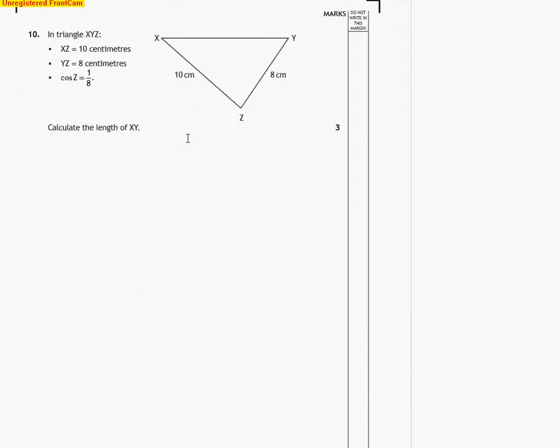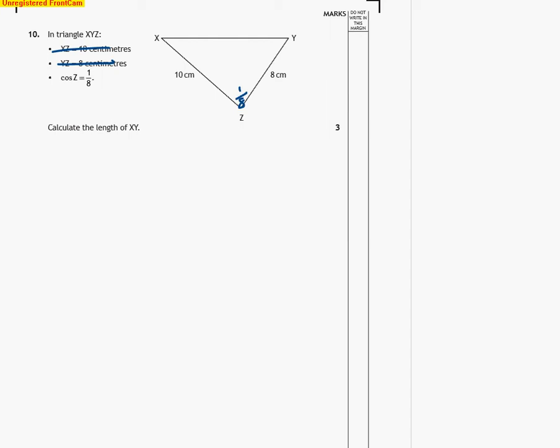Triangle XYZ. So again, like I said at the beginning, think of the equations that you're given on your front sheet. The minute you see lengths and angles, you should be thinking, do I have to use the sine rule or the cos rule or anything like that? And there's a little clue in here. They tell us XZ is 10 and YZ is 8. So again, don't need that. Cos Z is an eighth. So they've actually told us that we're using the cos rule.